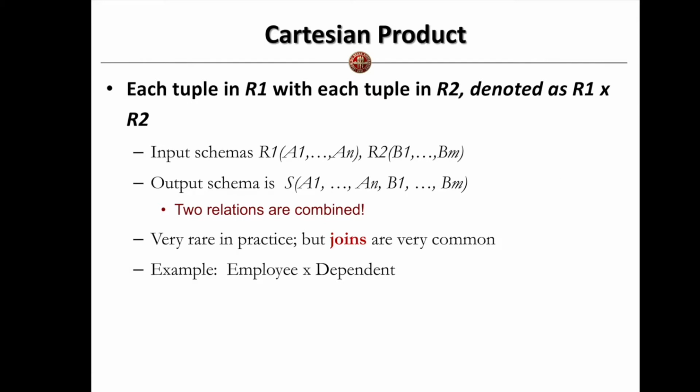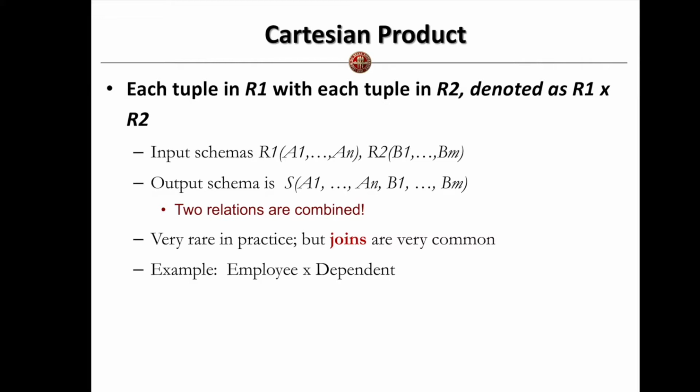Let's assume we have two input relations, R1 and R2. R1 has a schema with A1 to An as the attributes, and R2 has B1 to Bm as the attributes. And we want to compute the product between R1 and R2. Then the question will be, what will be the output? First, we know the output will still be a relation, right? It is still a relation.